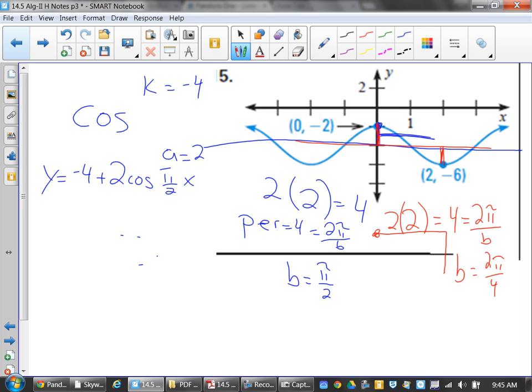And the reason I said that A was positive here is because the first point is a maximum, the second point is a minimum. So basically, the maximum would be at 2. Yeah. And it's shifted down 4. Yes. Down to that. Okay.